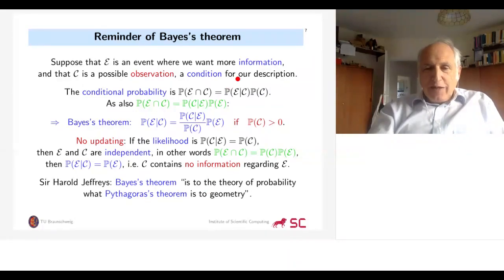So just a reminder of Bayes' theorem. It's actually very simple, and we can prove it here in two lines. A conditional probability is this guy here. That's the probability of some event E, knowing that some other information C is true. That's called the conditional probability. I'll give an example in a second.